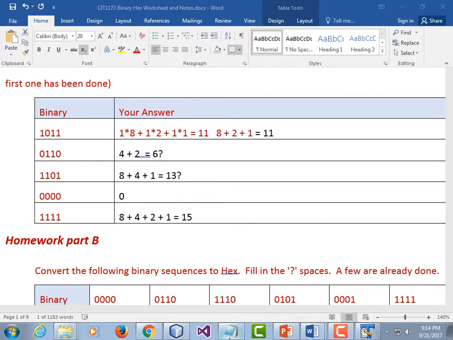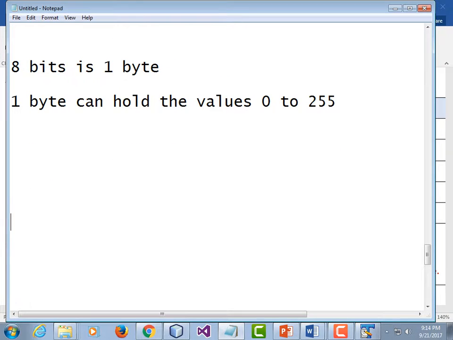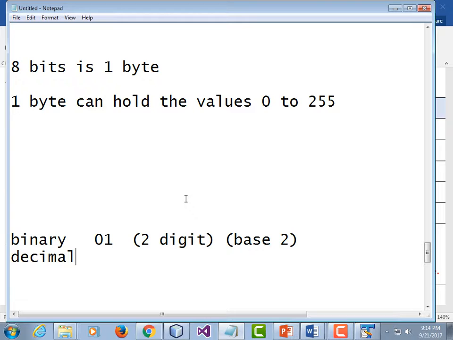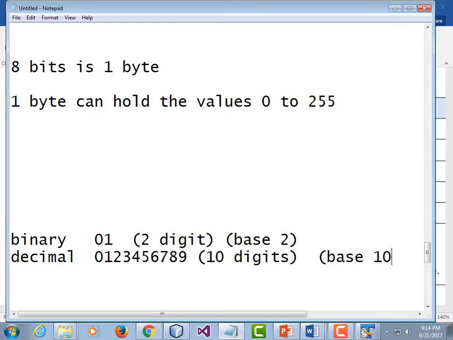Okay, now we need to talk about hexadecimal. We've already talked about binary, which has 0s and 1s. We have 2 possible digits. It's a 2-digit numbering system, so that was called base 2. And we had decimal, 0 all the way up to 9. 1, 2, 3, 4, 5, 6, 7, 8, 9. So we had 10 digits, counting the 0, so that's base 10. Like I said, computer scientists are crazy about powers of 2. And 10 isn't a power of 2. 16 is.